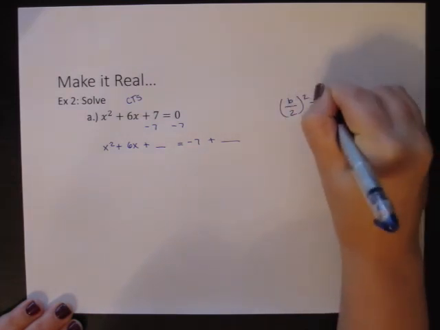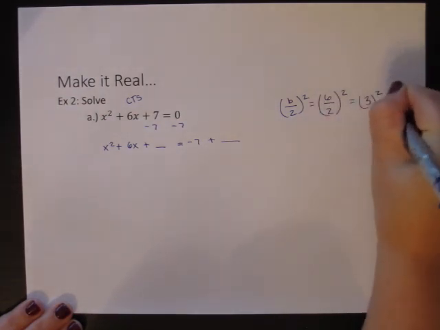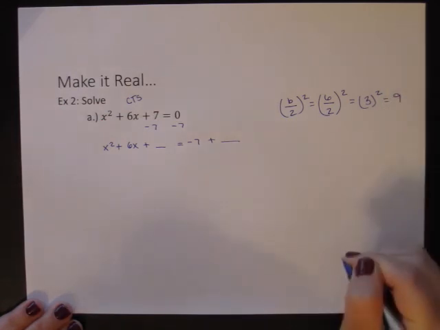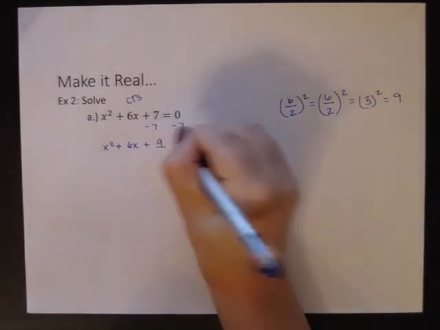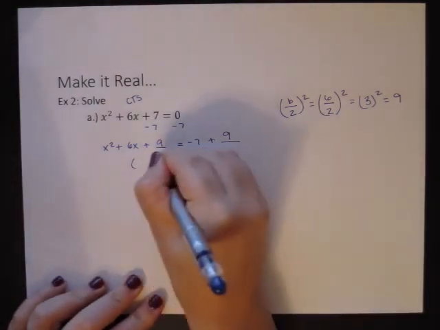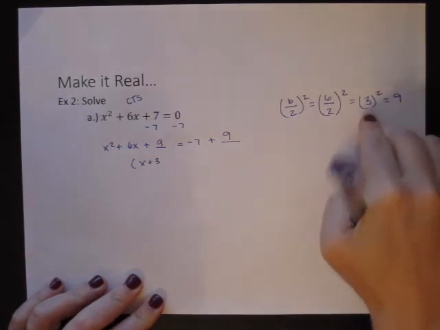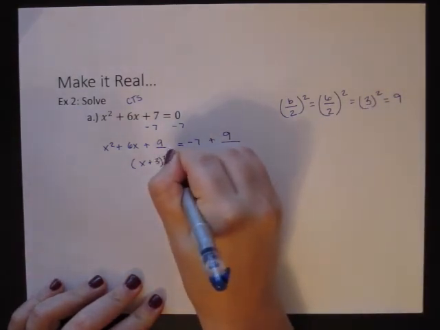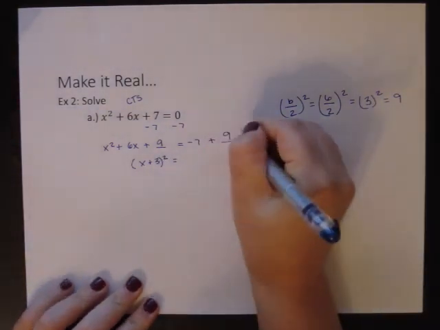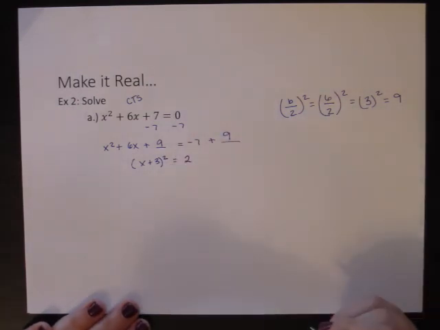6 divided by 2, parentheses squared. 6 divided by 2 is 3, so 3 squared would give me a 9. So I'm going to go plus 9, and it's always plus. So now I've got to factor it, so I've got x plus 3, I pull it from right here, squared, and then negative 7 plus 9, it's going to be a positive 2.